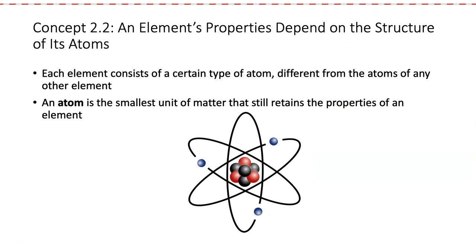The next thing we're going to talk about is the structure of atoms. Every element is made up of a specific type of atom, and those atoms are different from the atoms found in other elements. An atom is defined as the smallest unit of matter that still retains the properties of the element. You can see here a classic image of an atom with the electrons going around the center.